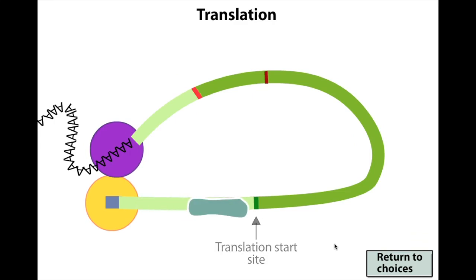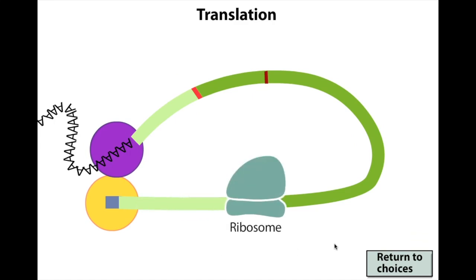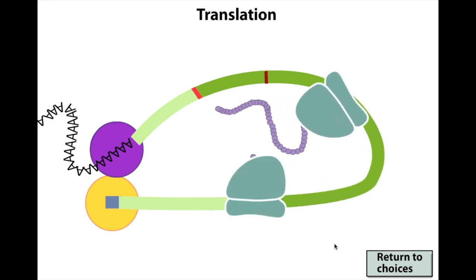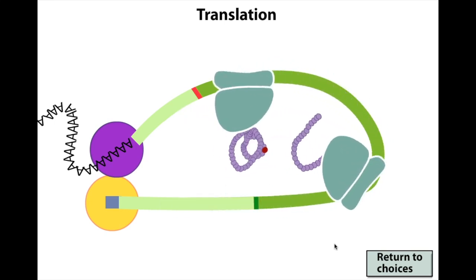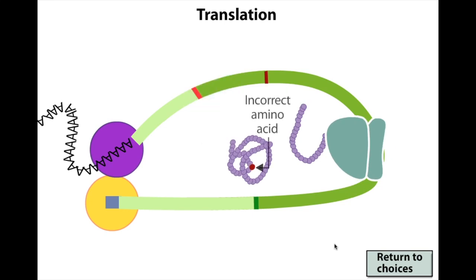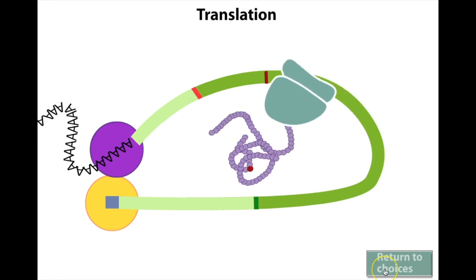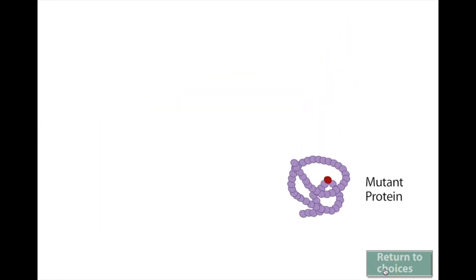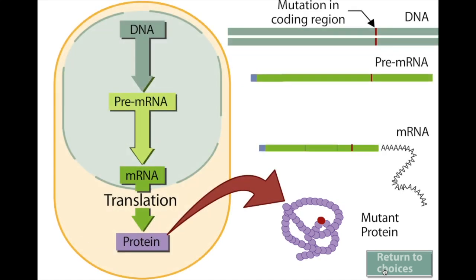Using the mRNA as a template, ribosomes synthesize each protein one amino acid at a time. The presence of the mutation in the mRNA leads to the incorporation of an incorrect amino acid. In this case, the result is a mutant protein with an altered shape. The DNA mutation has been carried through the steps of gene expression to the protein. Because the mutant protein is misfolded, it is likely to be non-functional.